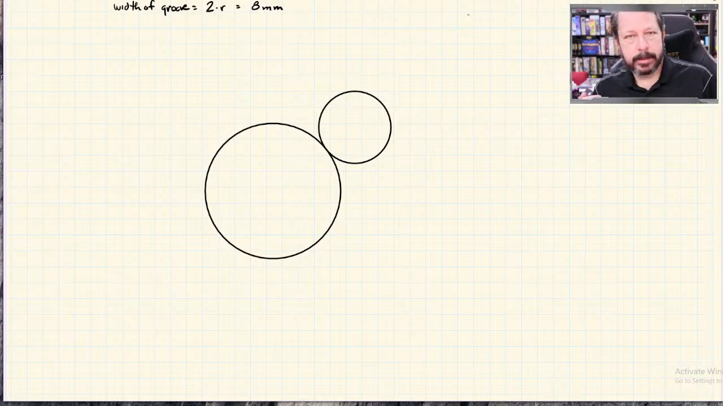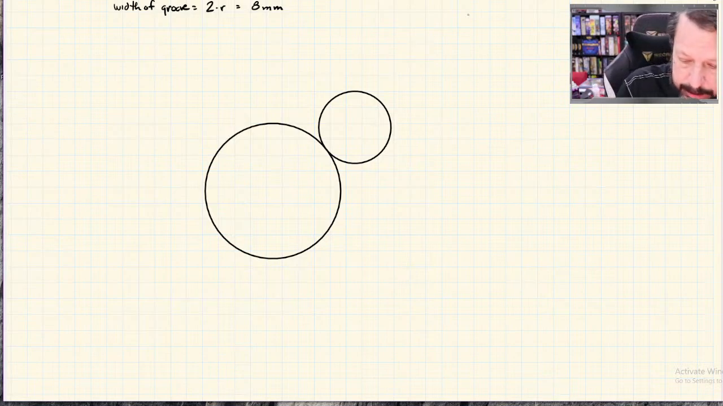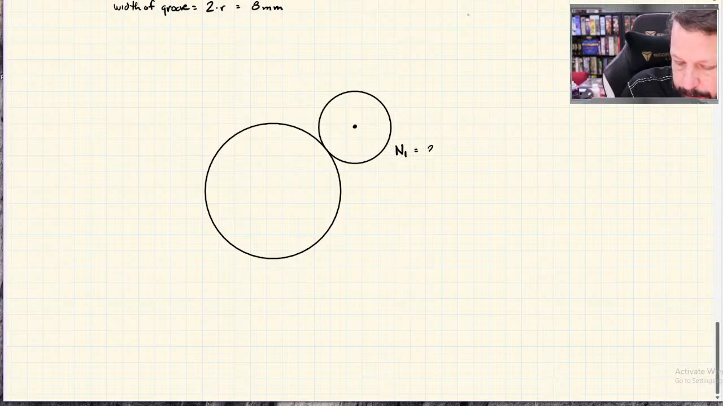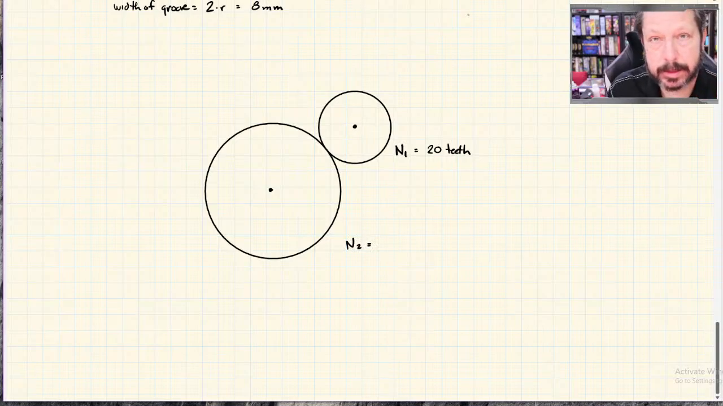It doesn't matter if I think of these as cylinders that are touching each other and they have some diameter, or if they have some number of gear teeth on them. It's all the same effect. So maybe this is N1 and it is 20 teeth. And this guy is N2 and it's got to be more teeth, because the teeth have to match.